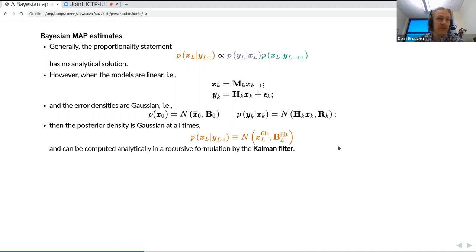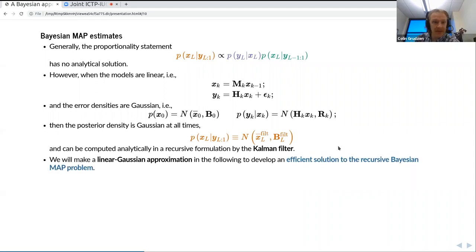And this is traditionally computed in a recursive formulation by the Kalman filter, which is a recursion on these two moments to completely parameterize this Gaussian distribution. In the following, we'll make use of this linear Gaussian approximation quite a bit because it underlies most operational techniques in practice, whether from the 4D-Var type approach or the EnKF type approach.